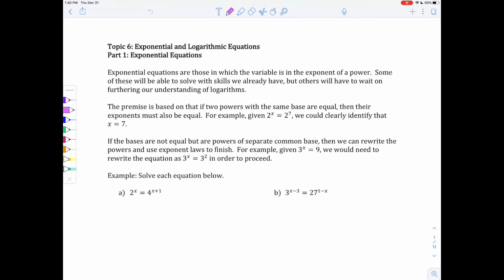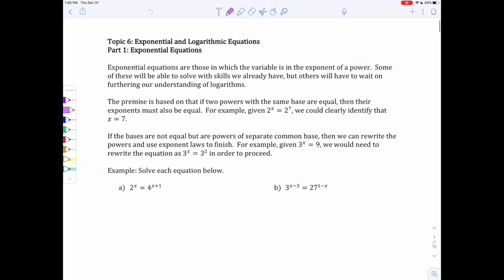Welcome to topic 6. Topic 6 is about exponential and logarithmic equations. We've looked at exponential functions, we've looked at logarithmic functions. Now we're going to see these things in equations, things that we can solve. Our initial exponential equations are ones that we're going to be able to solve without having to employ logarithms at all. But eventually we'll get to a point where we're going to have to, and it's going to be all sorts of interesting.